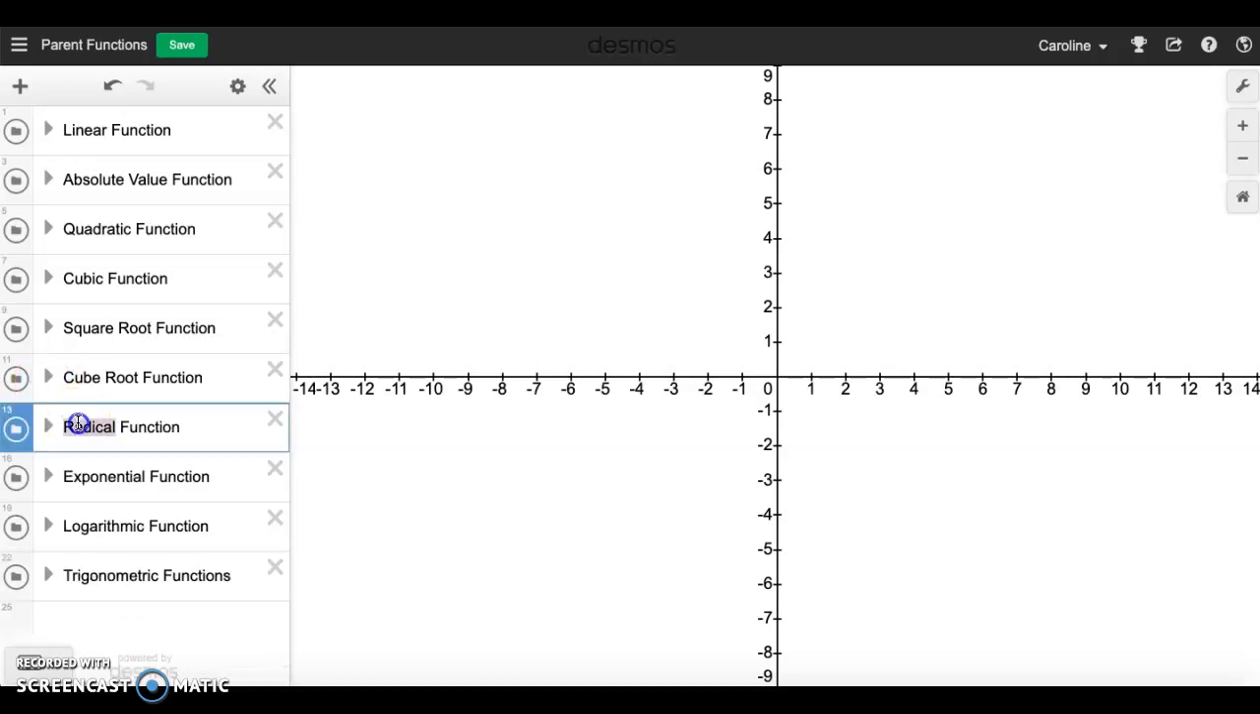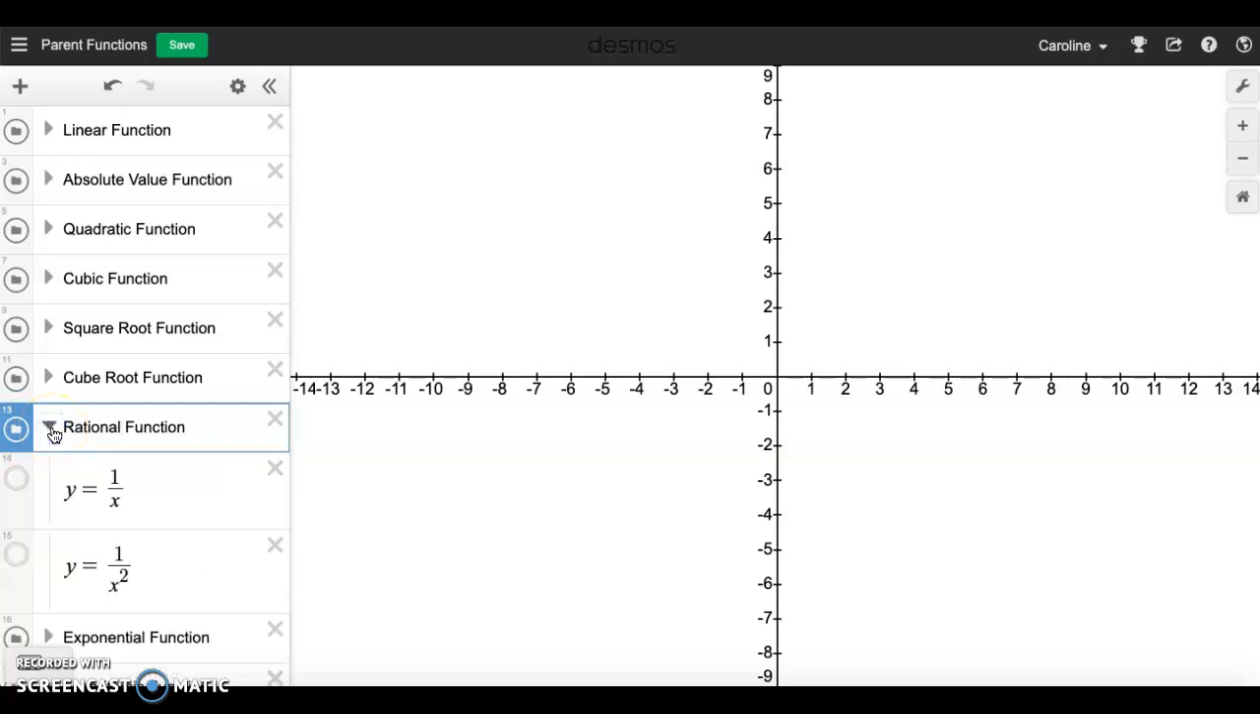The next kind of function, oops, I made a mistake, is called a rational function. Rational functions have the word ratio in them, and when I hear the word ratio, it makes me think fraction. So a rational function, we're looking at two examples of a rational function, a fraction function, a ratio function. And those two examples are 1 over x and 1 over x squared.